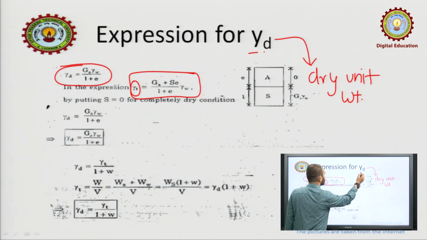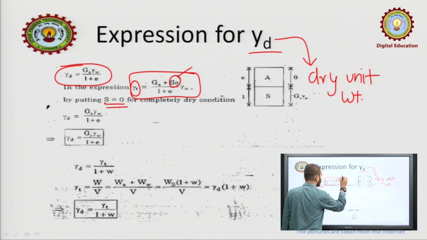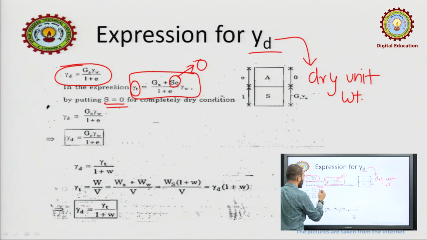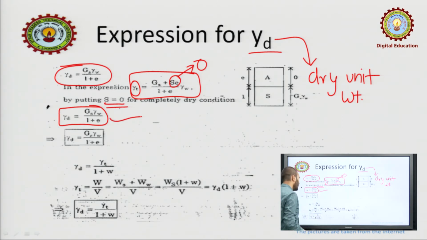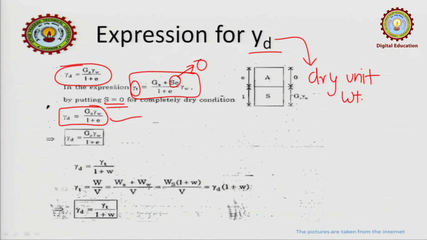Now, in this case gamma D, you know this is dry unit weight. Dry unit weight means S is equal to 0. If you put S equal to 0 in this expression, this term will become 0. What are we left with? Gs gamma W upon 1 plus E. So, it is derived. Okay. Also, we have a number of expressions for gamma D. So, we have a number of formulas. One you have already derived here, you can see. Now, let us move to the other.